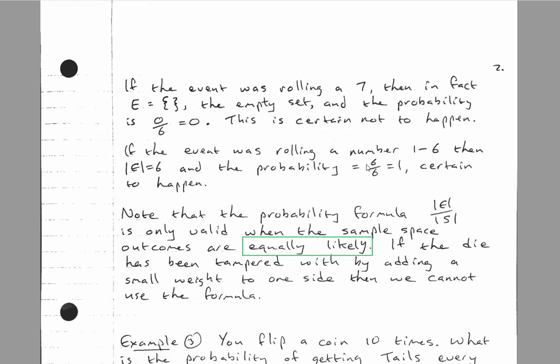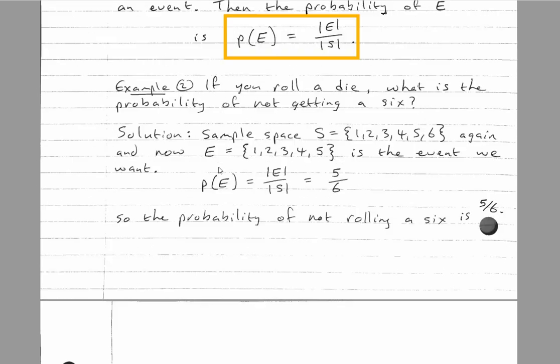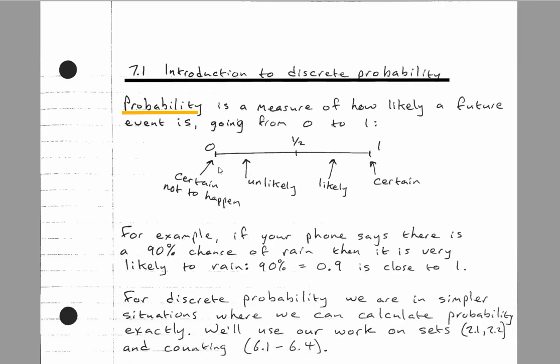So you can see these two, going back to our graph. Probability has to be a number between 0 and 1. It can't be negative, it can't be 1.1 or anything higher than 1.